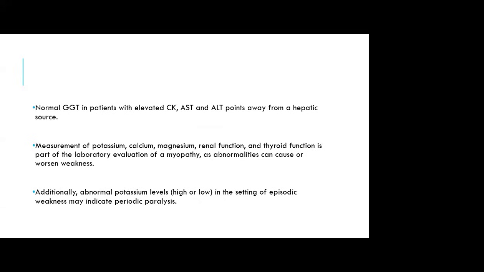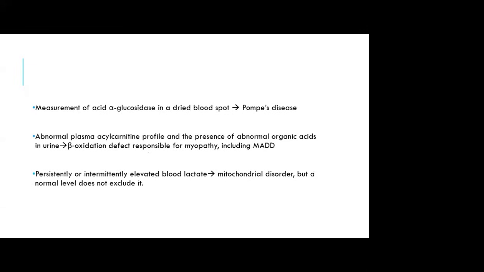Again, measurement of electrolytes and renal functions, as a part of laboratory evaluation of myopathy, should be considered, as these abnormalities can cause or worsen the weakness. Additionally, abnormally high levels of potassium in the setting of episodic weakness may indicate periodic paralysis. Measurement of acid alpha glucosidase in a dried blood spot would indicate Pompe's disease.